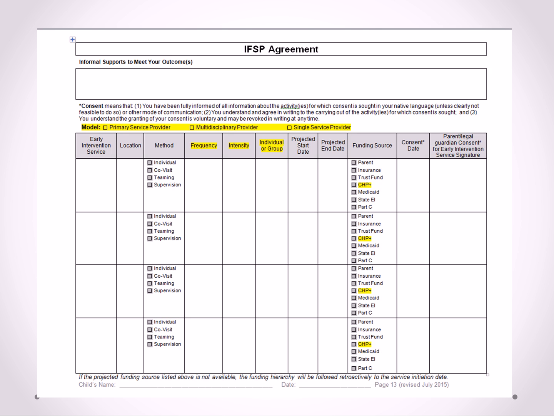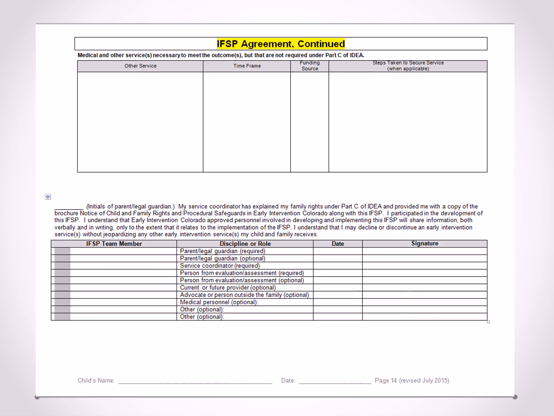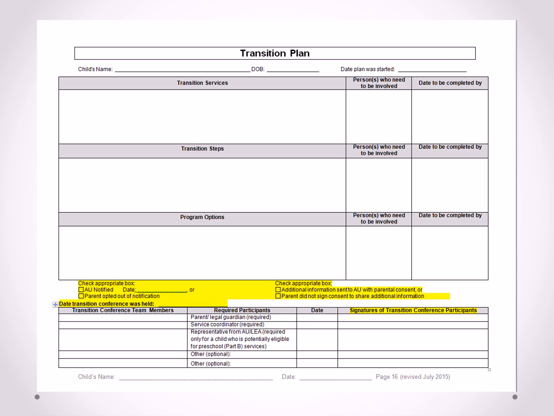It would be the date you sent the notification. So the date sent is not necessarily the date the parent signed consent to send information to the AU. Monty's asking about the transition page. It would be the date you actually sent it.